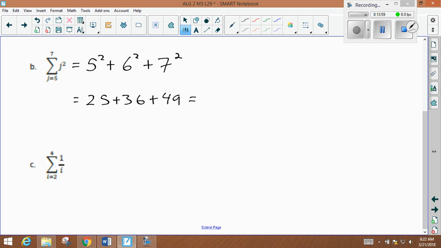Somebody want to calculate that, guys? 110 pins. That's pretty easy, right? You see what I'm doing? Consecutive integers, plugging in. It tells me start with this one, end with this one, right? Start with 5, end with 7, plug in consecutive integers into j. Add them up.